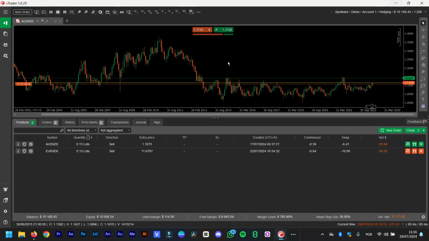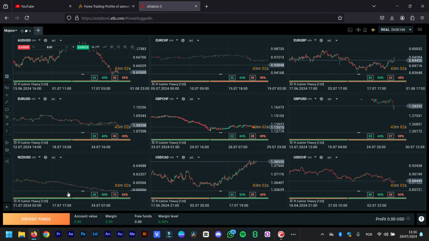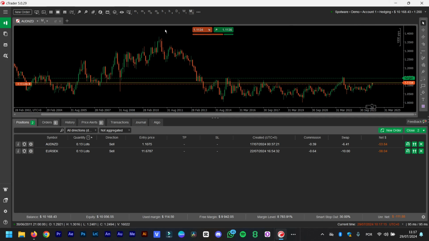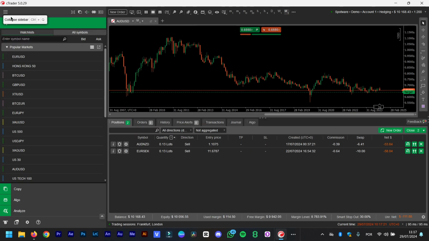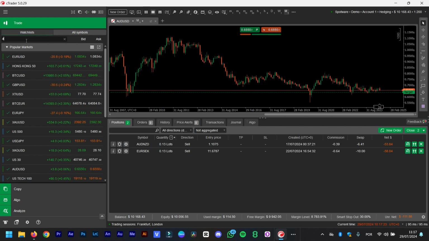Let me just see something here. So what I'm gonna do is I'm gonna buy AUD USD. Just checking out this down here. AUD USD. And just before we buy, let me just check something.